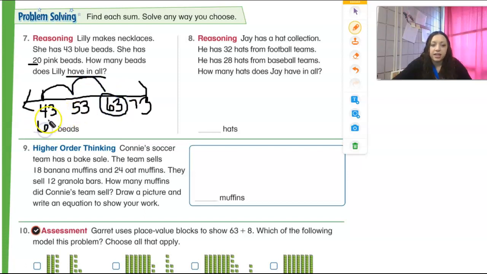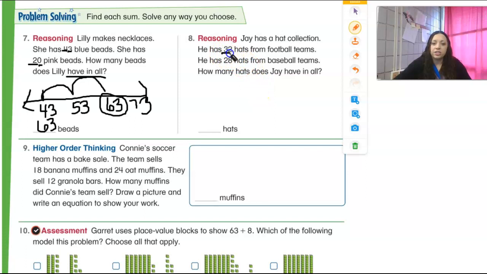63. Very good. Now look, I'm going to check my answer. Up here, I have a 4 and a 2. What's 4 plus 2? 6. So I should have 6 tens. In the ones, I have 3 and 0. What's 3 plus 0? 3. So 63. Very good.